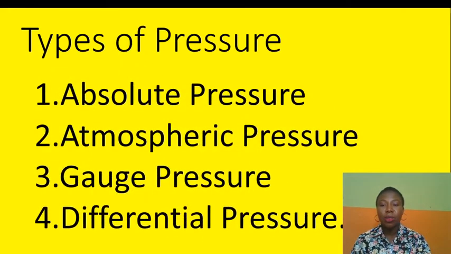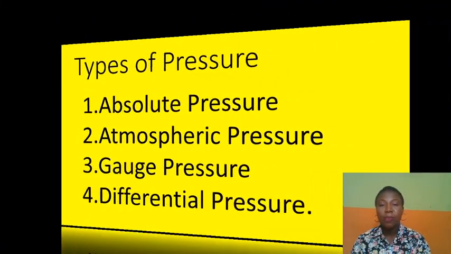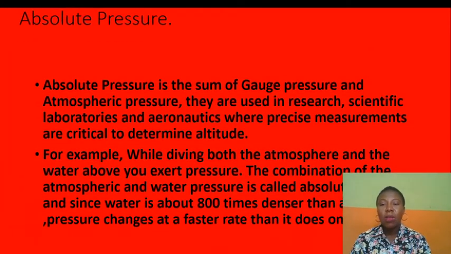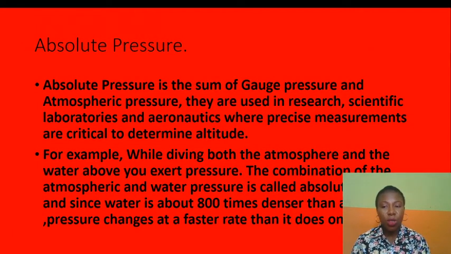Types of pressure. We have absolute pressure, atmospheric pressure, gauge pressure, and differential pressure. Absolute pressure is the sum of gauge pressure and atmospheric pressure. They are used in research, scientific laboratories, and aeronautics, where precise measurements are critical to determine the altitude.